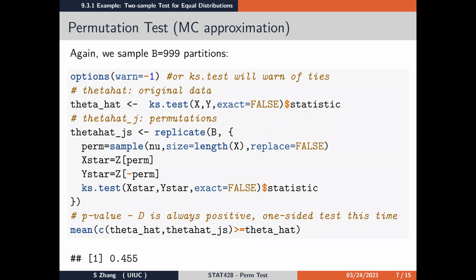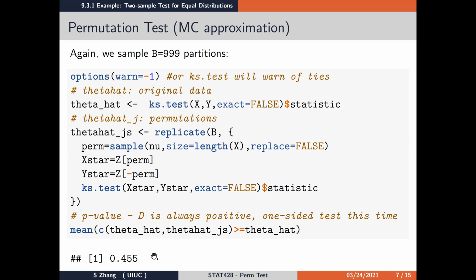Our last step is to compute the p-value. This time we know that D is always going to be positive, and larger D will indicate larger difference between the two distributions. So we will want to do a one-sided test where larger values of theta hat will support the alternative hypothesis. So we drop the absolute value this time. The p-value is simply given by the mean of theta hat concatenated with theta hat J's, a total of 1000 elements, greater than or equal to the observed theta hat. And we get p equals 0.455.